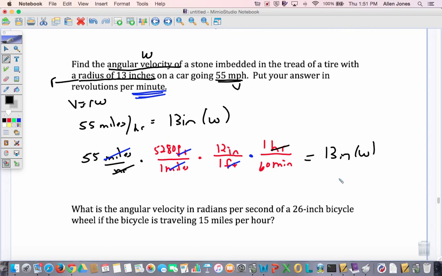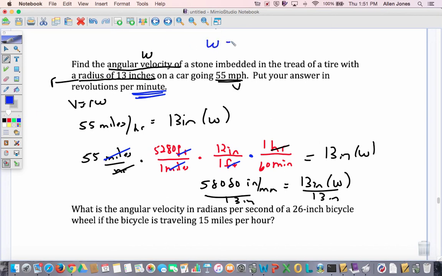So I'm going to go ahead and do the 55 times 5280 times 12. I'm going to divide that by 60. So on this side, I have 58,080. That label is inches per minute. That equals 13 inches times my angular velocity. We'll divide by 13.